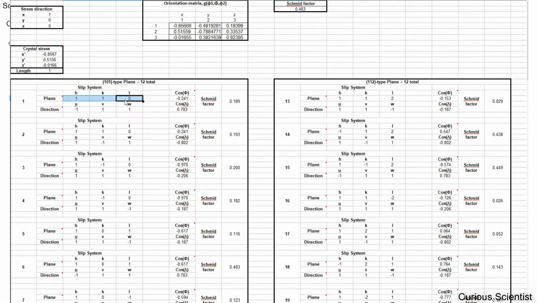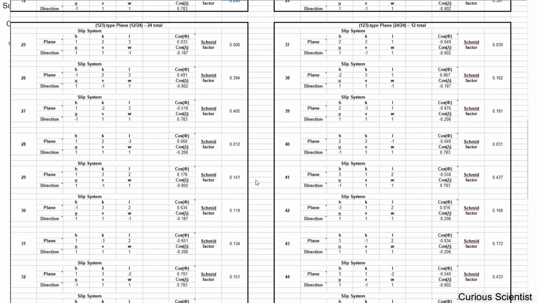So we have the 3 components for the plane vector. That was the n vector from the drawing, and using the plane vector and the crystal stress vector, we calculate the cosine phi, and then using the direction vector and again the crystal stress vector, we calculate the cosine lambda, and then we just multiply these two numbers together, and then we get the Schmid factor. And after doing this, we repeat the same strategy 47 times more, so that is here.